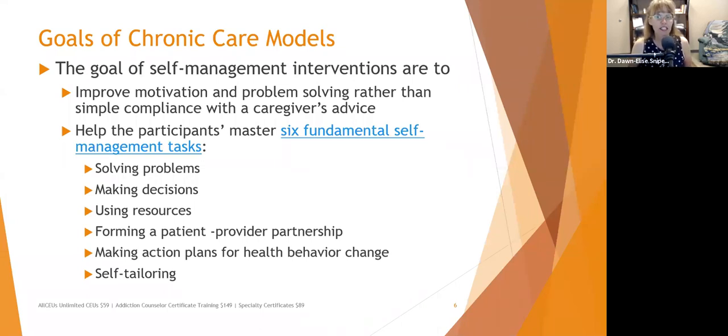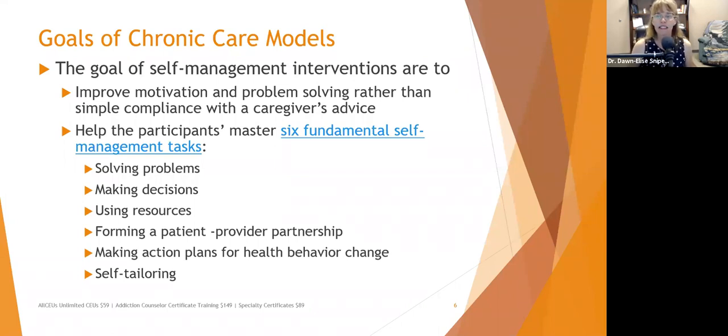Making decisions, using resources, forming a patient-provider relationship. You notice that's in the patient. This is something the client needs to do. If clients aren't forthcoming with us, if they don't speak up and say, oh, no, that ain't going to happen, then we can't help them figure out how to make it happen if it's one of those things that has to happen. Make action plans for health behavior change and self-tailoring.